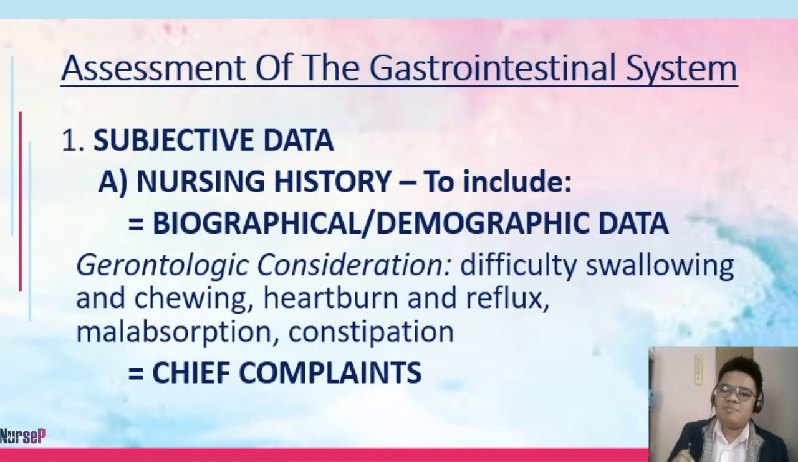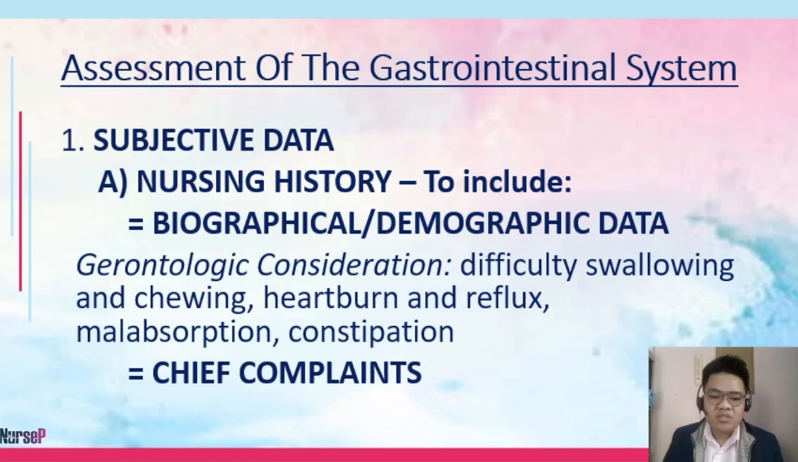Next, on the assessment of the gastrointestinal system, we would want to know about the subjective data and then the objective data. So, in the biographical or demographic data, one consideration that we can have is your gerontologic considerations among our patients who are old. These patients would appear to have difficulty swallowing and chewing. They would have heartburn and reflux. They would have problems with malabsorption. And then they would have constipation.